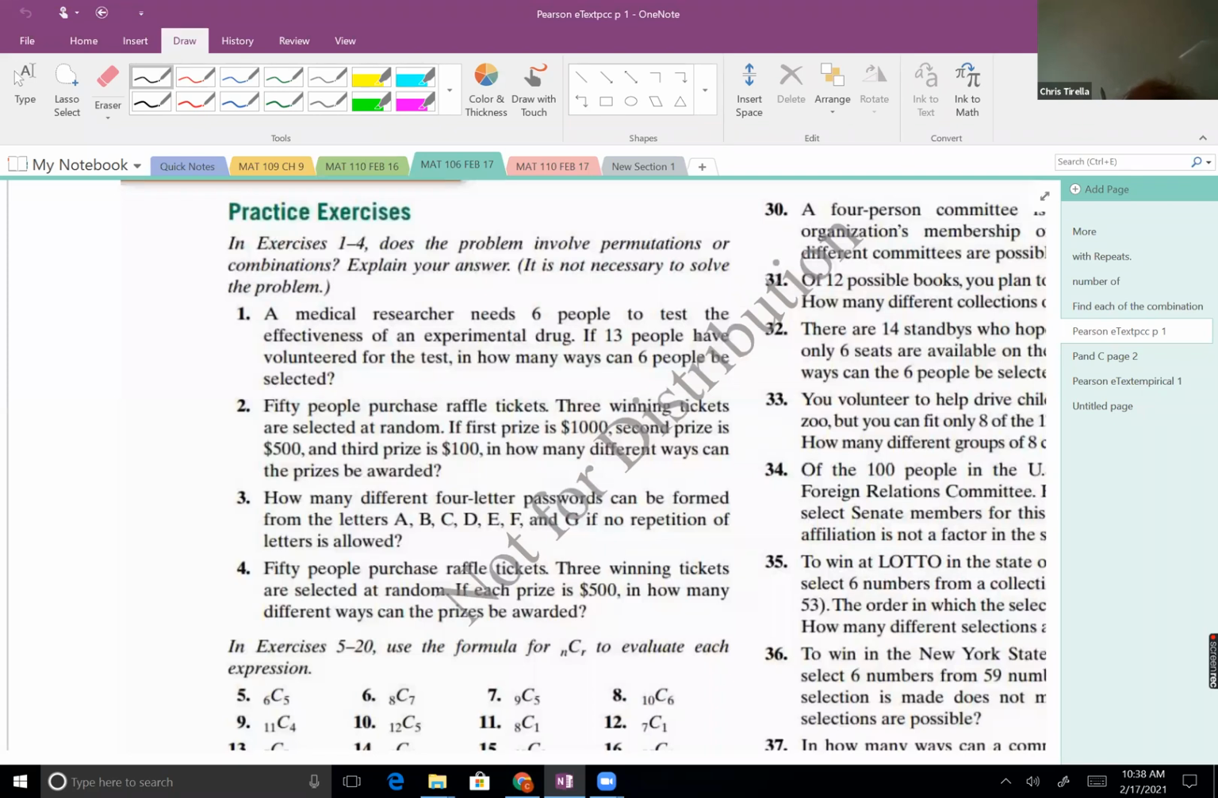Does it matter to you when they're picking 6 names out of a hat, whether your name came first or last, or does it just matter whether you're included in the group? Just matters if you're included. So is everybody all right that with this one, order does not matter? So it would be a combination, and we would take 13 combination 6, 13 people, and we're choosing 6.